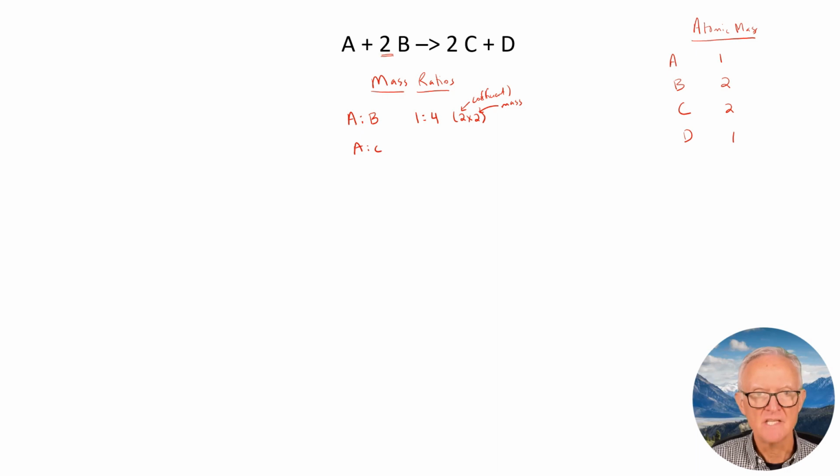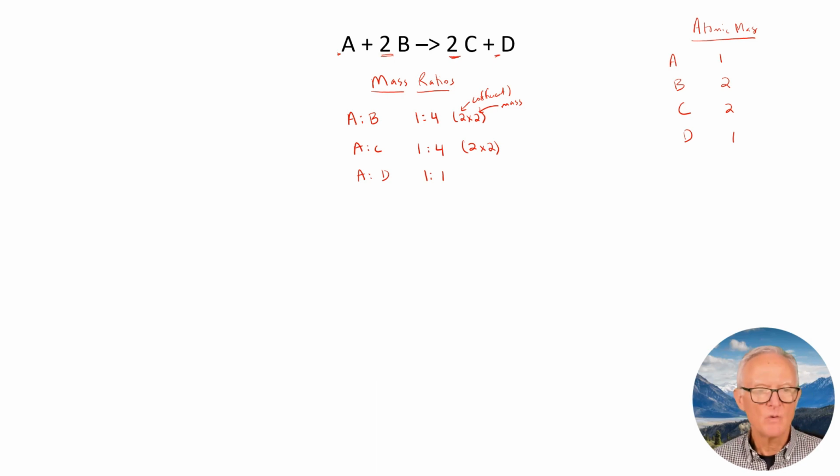A to C would be 1 to 4 also, because in our example here, C also has a mass of 2, and there's a coefficient of 2 moles of C for every 1 mole of A. So 1 to 4. A to D would have a mass ratio of 1 to 1. They both weigh 1. Each has the coefficient of 1, which of course is not shown.